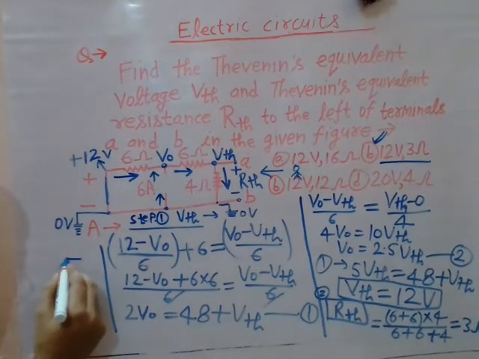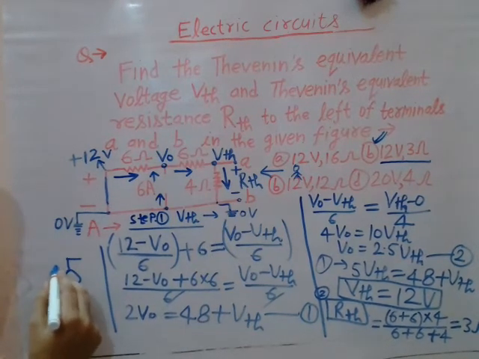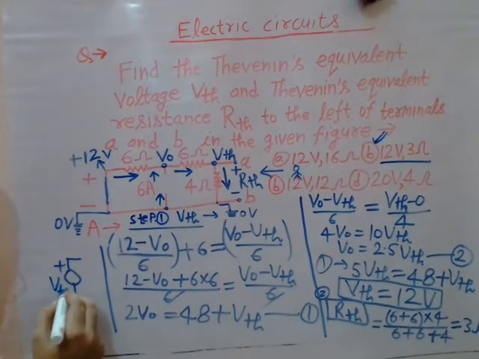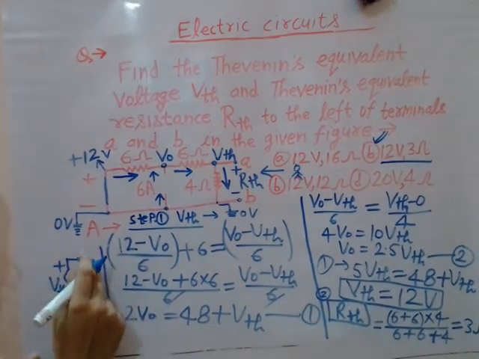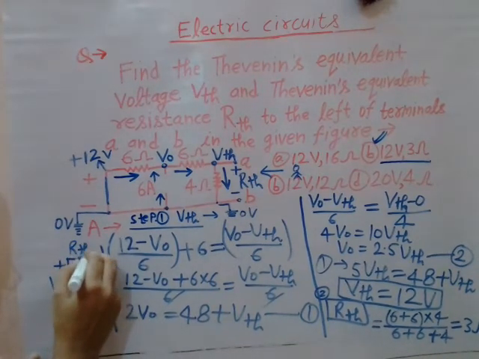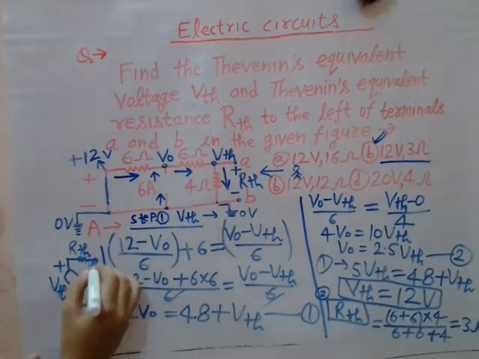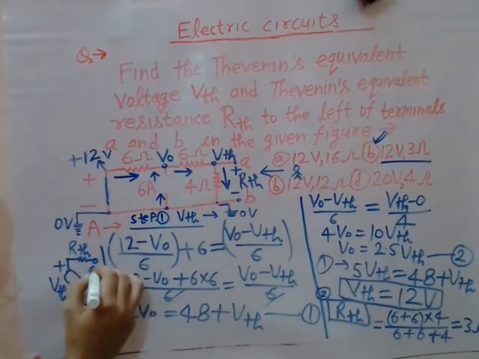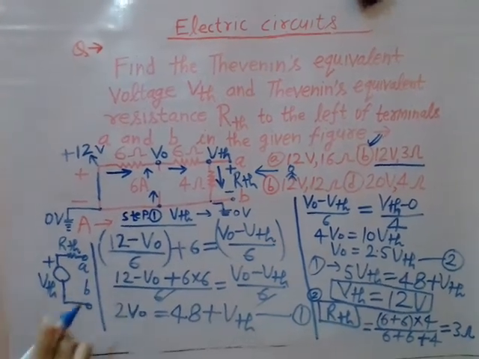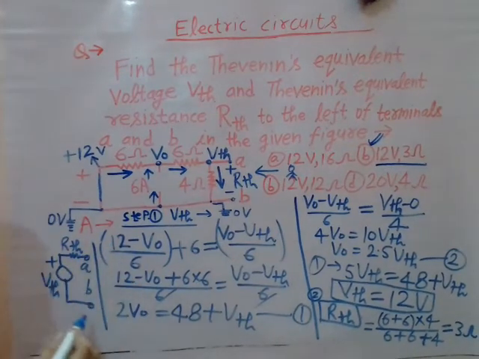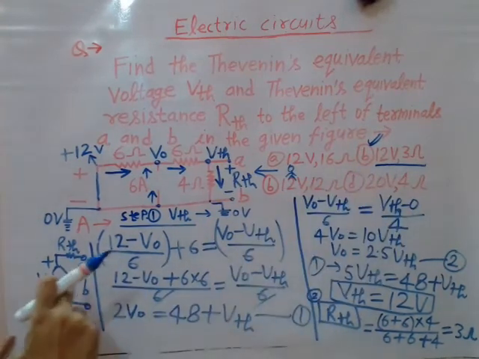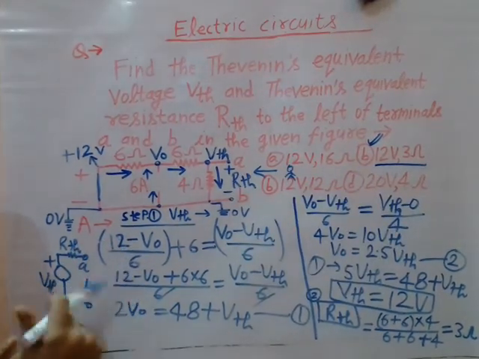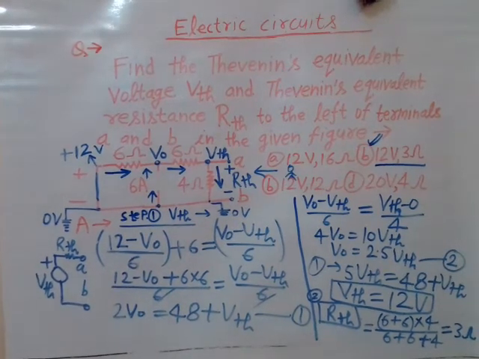If you want to draw, then it is the series combination of VTH, Thevenin's voltage, in series with Thevenin's equivalent resistance RTH, right? So this is the Thevenin's equivalent circuit across terminals A and B, right? VTH and RTH. VTH is equal to 12 volt and RTH is equal to 3 ohms, right? So this is the Thevenin's equivalent circuit. Step number 3.